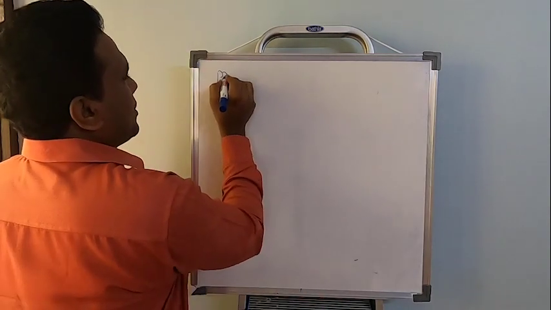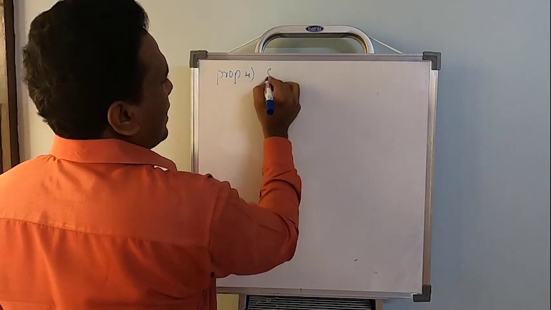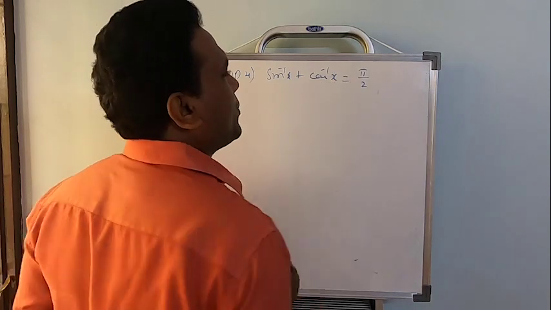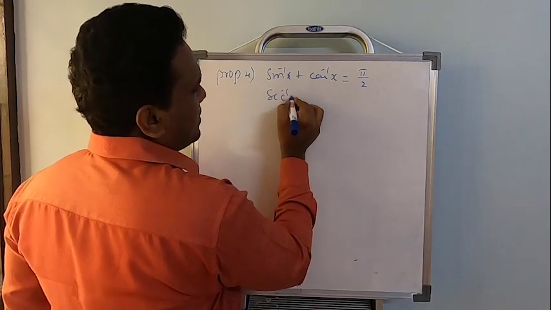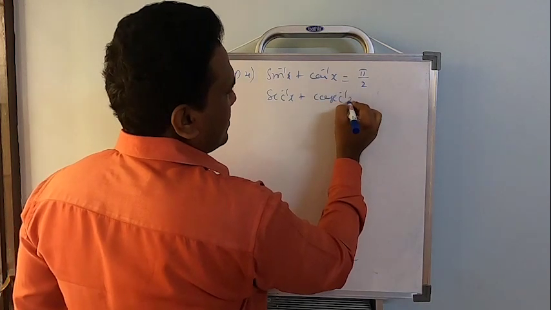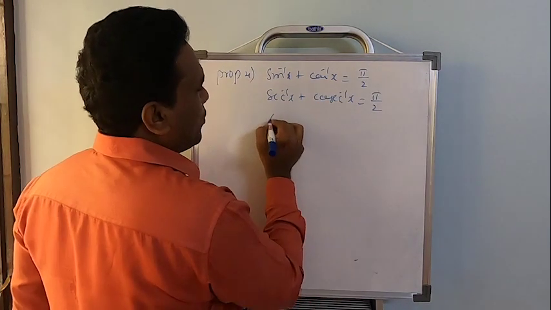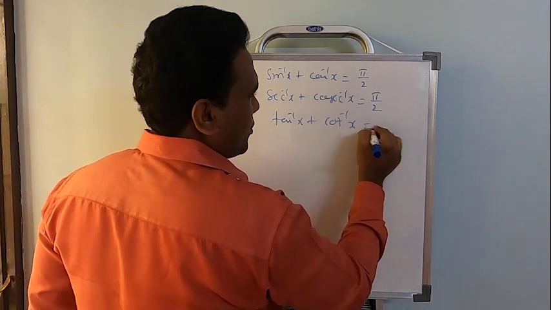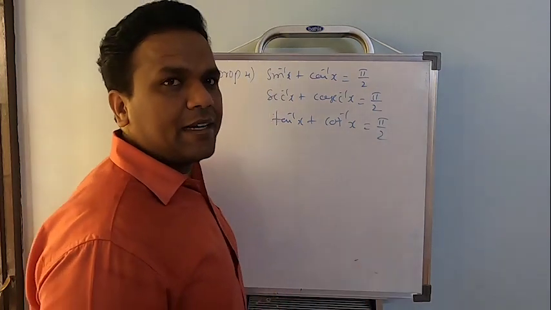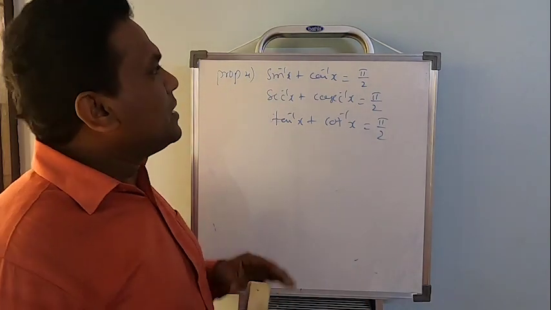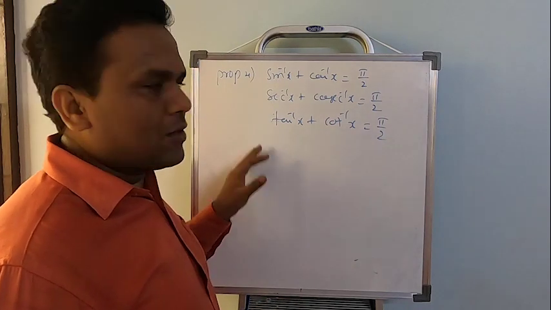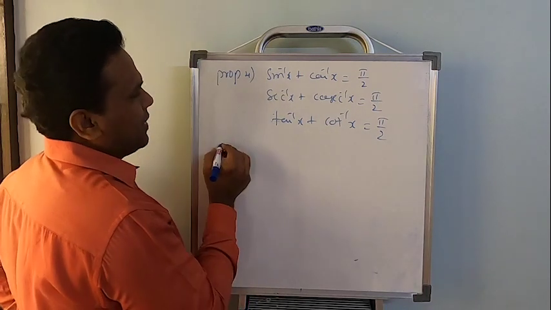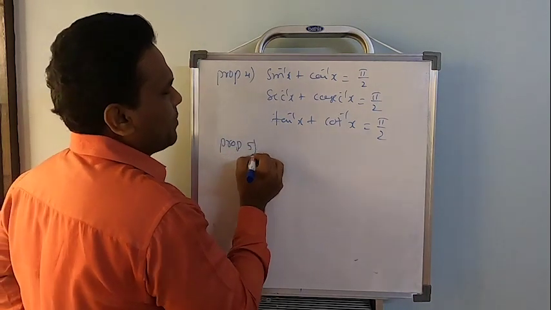The next, property number 4, we have 3 identities. Sin inverse x plus cos inverse x equal to pi by 2. Second one, secant inverse x plus cosecant inverse x equal to pi by 2. And one more, tan inverse x plus cot inverse x equal to pi by 2. It's just similar to the 3 identities we have in trigonometric ratios. So similar to that we have in terms of inverse also. So these are the 3 identities. Now after this we will go for the next one, property number 5.